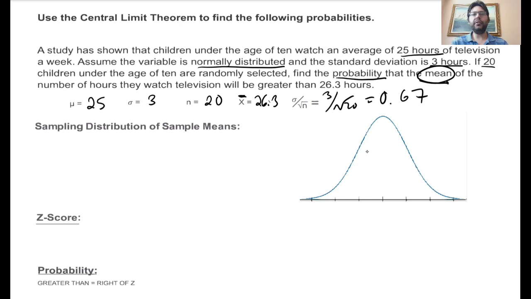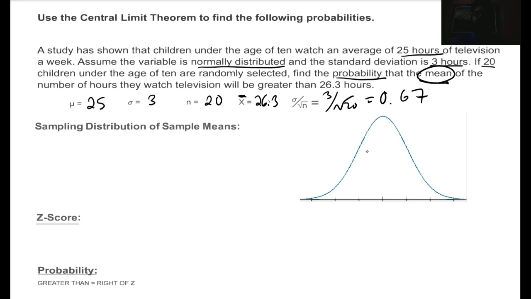If they're asking to find the probability that the number of hours will be greater, not the mean, just the number of hours, then we're talking about a regular z problem. We don't have to do central limit theorem. Okay, so this is the sampling distribution of the sample means.